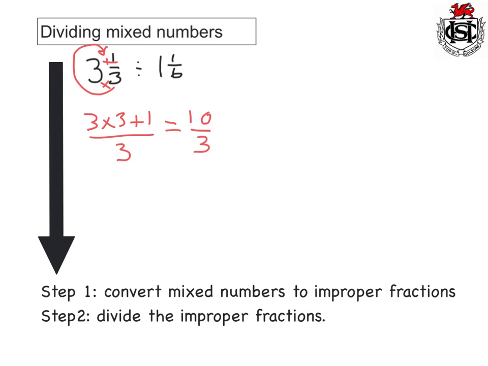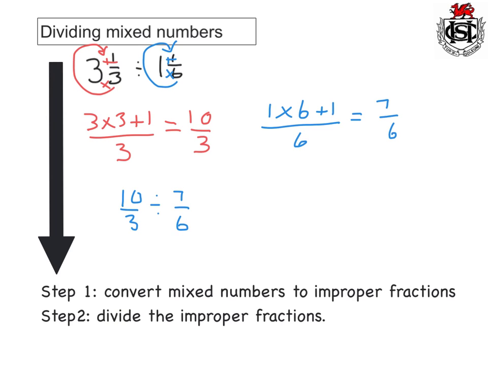And if we convert the 1 and 1/6 into an improper fraction, we get 1 times 6 plus 1 as the numerator, and 6 as the denominator. So 1 times 6 is 6, add on the 1 is 7, and the denominator remains as 6. So we now have 10/3 divided by 7/6. If we think back to the last one, we keep the first fraction the same, we change the sign to a multiply, and we flip the second fraction. So it becomes 10/3, we keep that the same. We change the sign to multiply, and we flip the second fraction upside down, so it becomes 6/7.